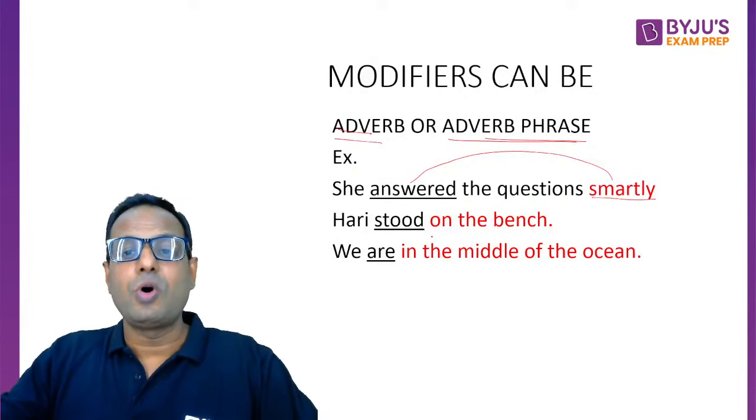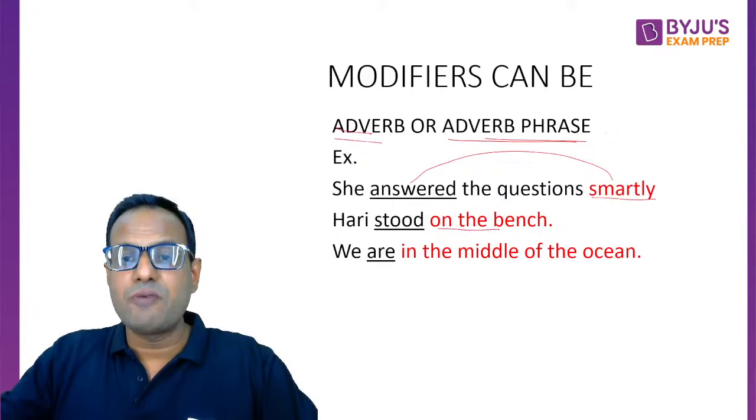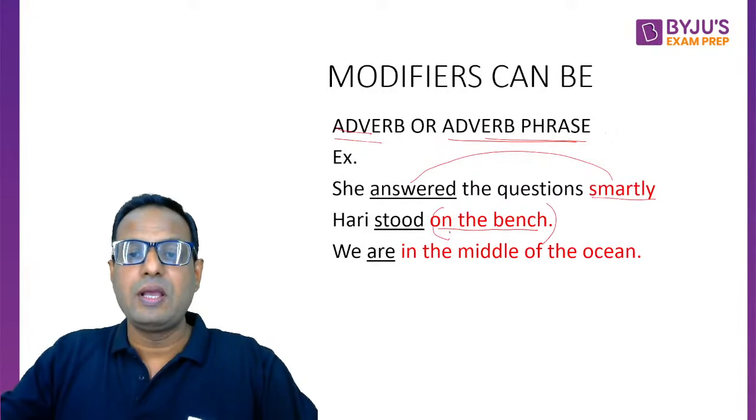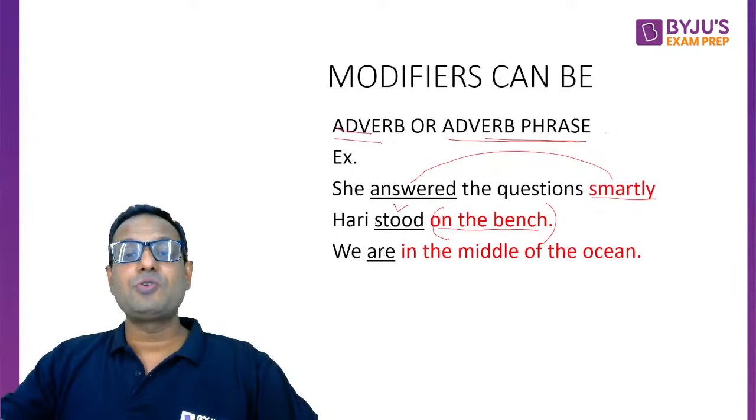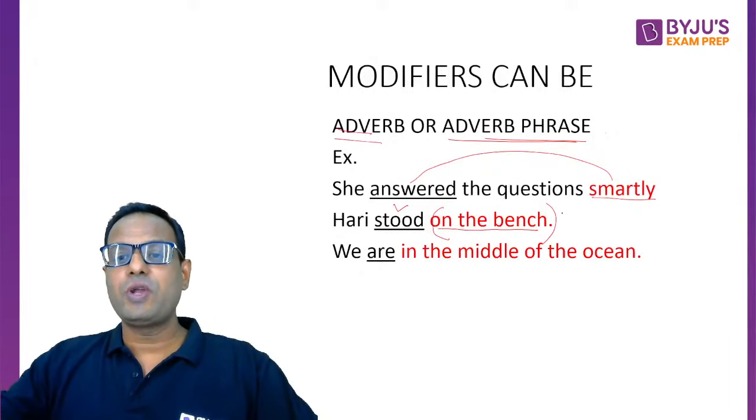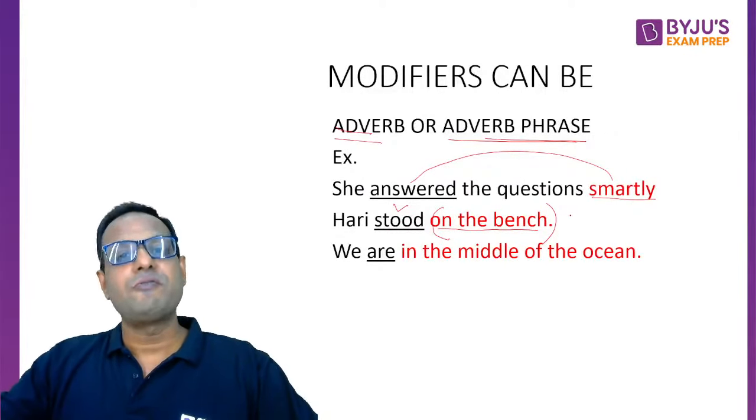Hari stood on the bench. In this case, you have a word group. आपके सामने एक word group आ गया. Okay? लेकिन किसको modify कर रहा है? Stood को, verb को. He stood on the bench. He stood where? On the bench. Over here, we have an adverbial phrase.